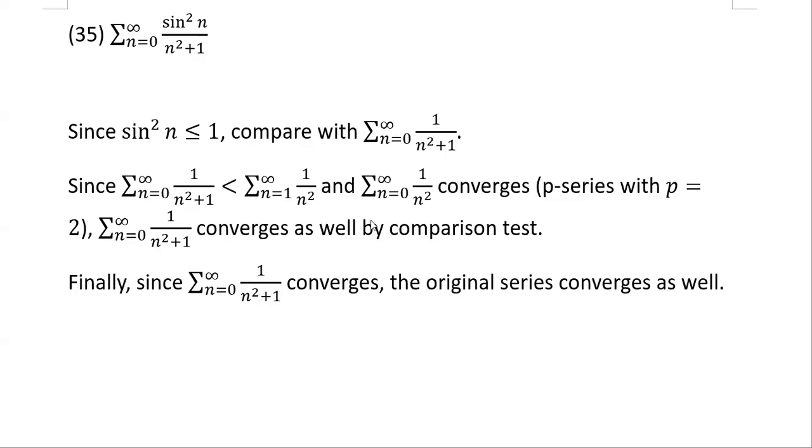Problem 35: the summation as n goes from 0 to infinity of sine squared n over n squared plus 1. This one, at least to me, is not really familiar right away as to which technique to use. So let's go down our list. This is what I'm going to be thinking through as I see a random problem.